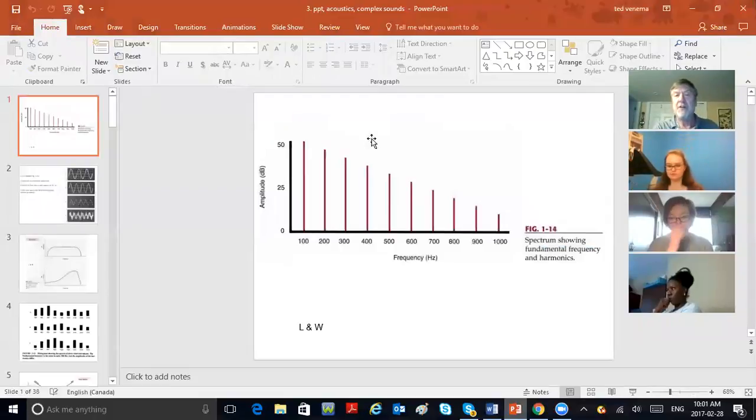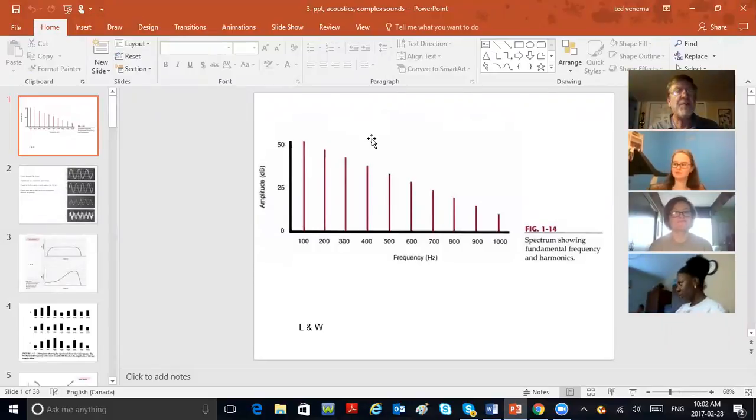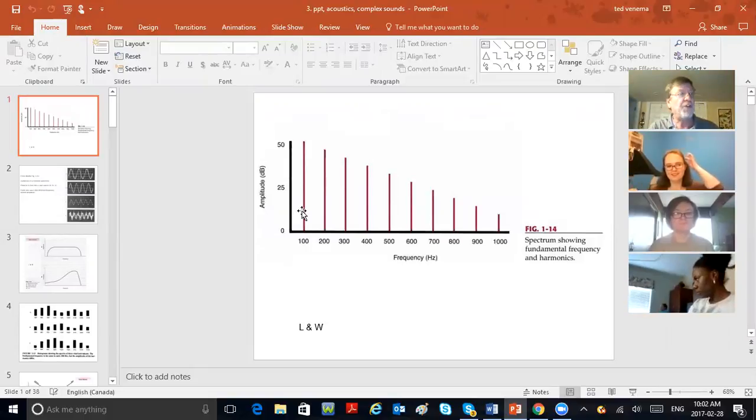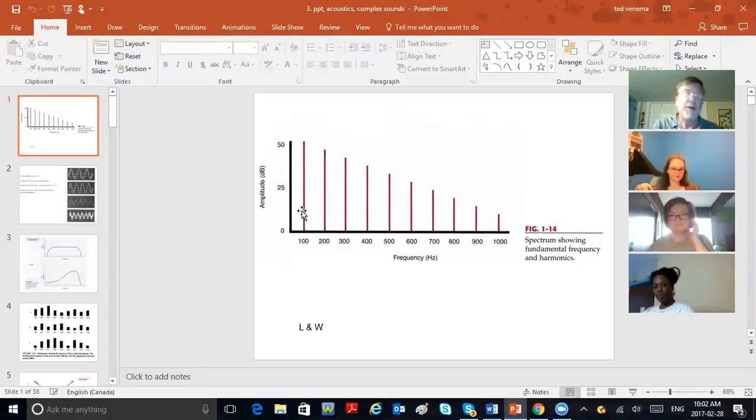So a Fourier analysis is a spectrum. Share screen again. A Fourier analysis is a spectrum. There you go, there's a Fourier analysis, just another word for it. All right, cool. Fundamental frequency, we said, is the lowest frequency in the complex sound. We went over that.